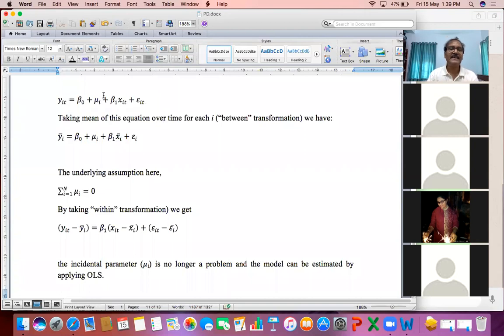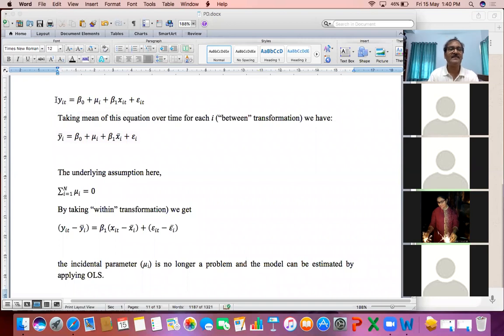Okay. So by taking the mean value of y over a column, you have y bar i, or y bar i dot, as we denoted earlier. So y bar i denotes the mean value of y for cross section unit i. Similarly, we can calculate the mean value of x for cross section unit i. In other words, in this equation, take the sum of both sides over time.